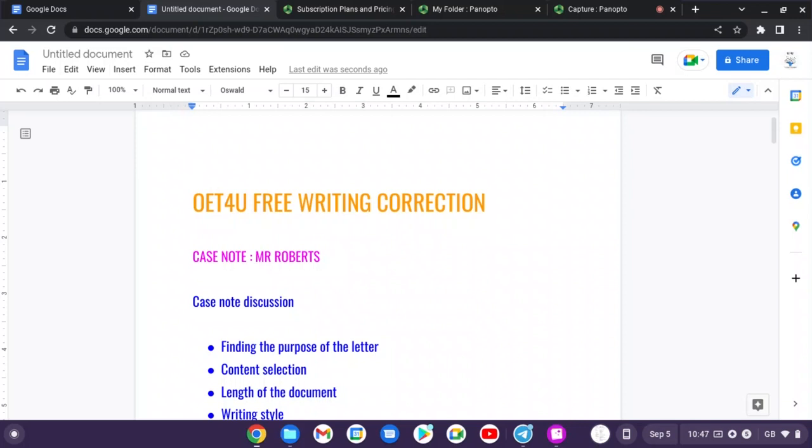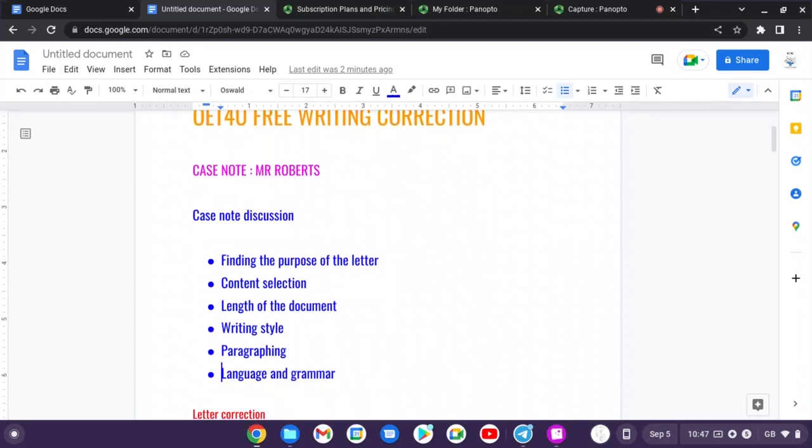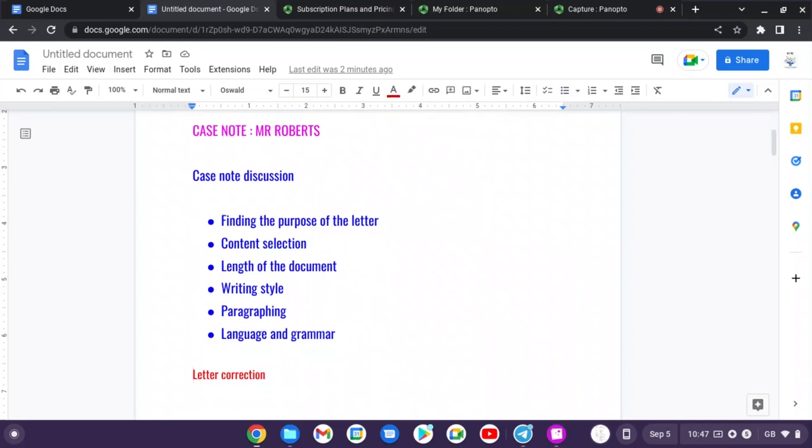Okay, so today we are going to discuss the case note of Mr. Roberts. These are the steps that we are going to discuss. First, we will discuss the case note, and the bullet points are finding the purpose of the letter, content selection, length of the document, writing style, paragraphing, language, and grammar. So we will read the case note and find out in detail about all these six important evaluation criteria.